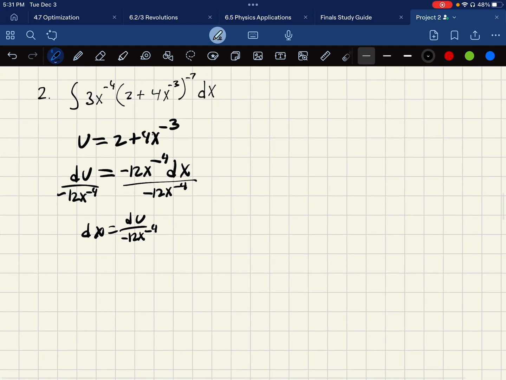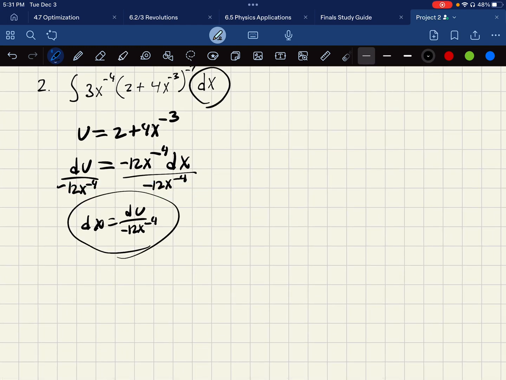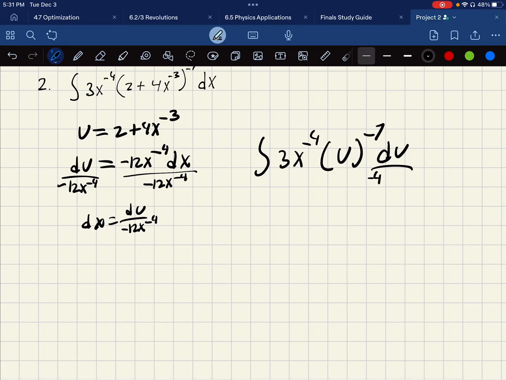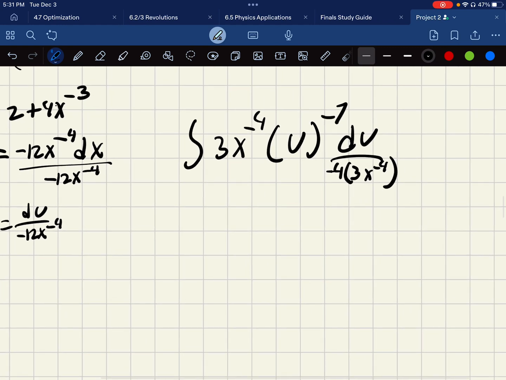Okay, same step as last time. We're going to plug dx back into this dx, and we're going to plug u into this right here. So we're going to get the integral of 3x to the negative 4 times u to the negative 7 du over negative 12. Oh, actually, we're going to take out a negative 4, and then we're going to be left with 3x to the negative fourth power. That'll just make it simpler to cancel.